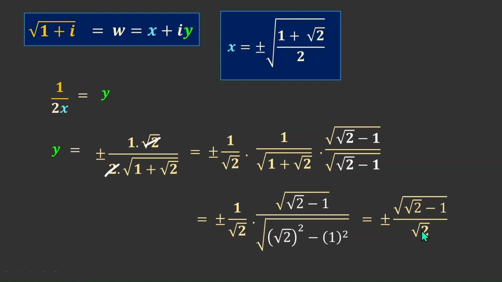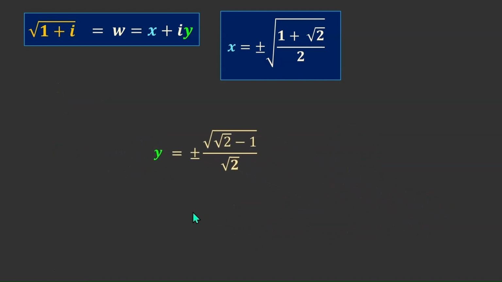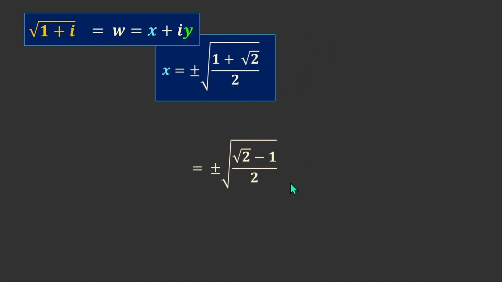And so the final value of y we get as under root of (root 2 minus 1) divided by under root of 2, and that is plus minus, right? So we get our y from this relation, and because square root is there both in numerator and denominator, we can simply write it as under root of (root 2 minus 1) divided by 2. Now do you see how similar it is to x? Because x is just (root 2 plus 1) divided by 2, whole under root. y is (root 2 minus 1) divided by 2, whole under root. Right? So finally we got our values of x and y.